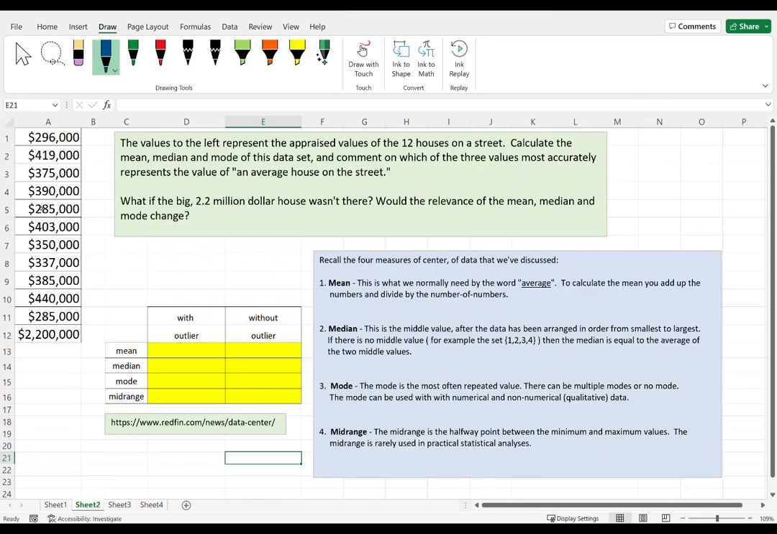Okay, so in column A, we have the appraised values, or let's just call those selling prices of those 12 houses on the street. Let's calculate the mean, the median, the mode, and we'll also do the mid-range as well. And determine which of these values most accurately represents the value of an average house on the street. I don't mean the mathematical average. I mean conversationally. Which of these, the mean, the median, the mode, the mid-range, which one most accurately represents this set as a whole?